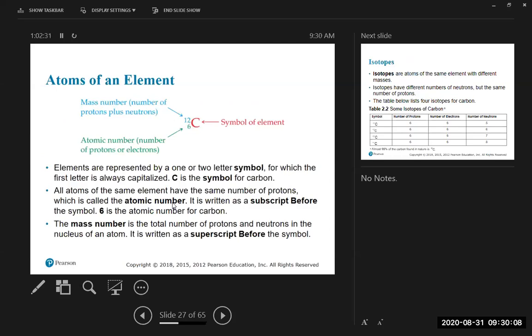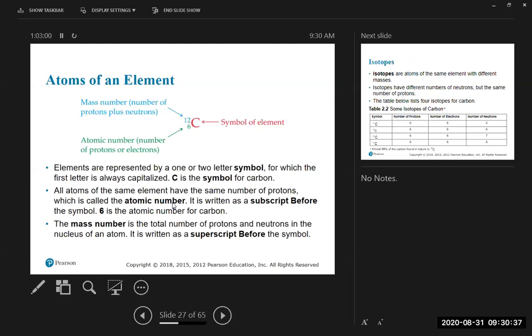You'll often see elements written like this, where in this case, we're looking at carbon. So the capital C, that's the symbol for carbon. That's something we're all going to learn for our quiz on Wednesday. And then the superscript to the left of the carbon, the 12 in this case, that's the mass number. So atomic mass is the sum of protons and neutrons.